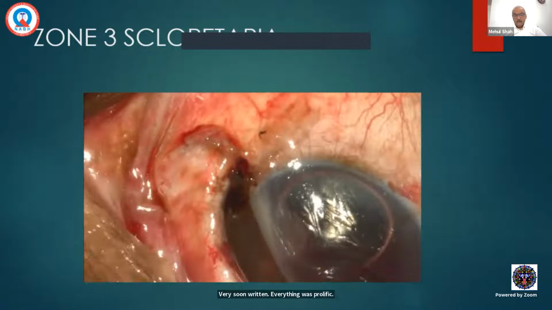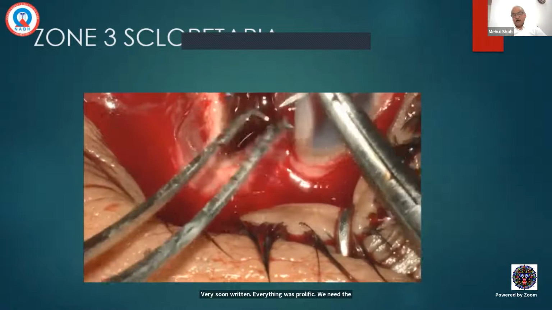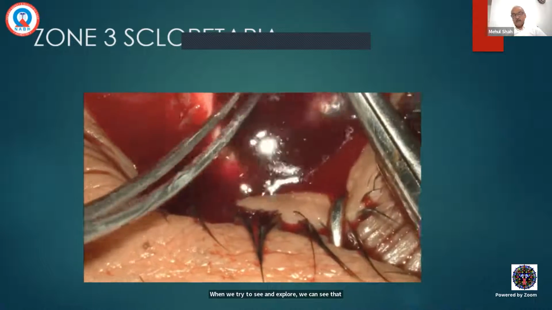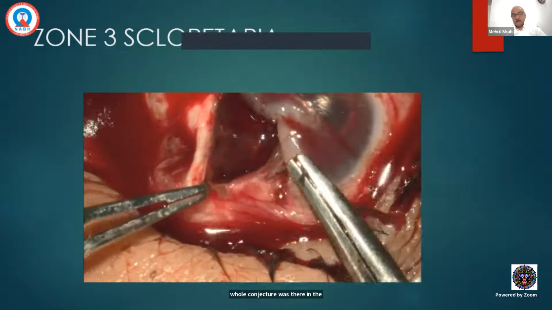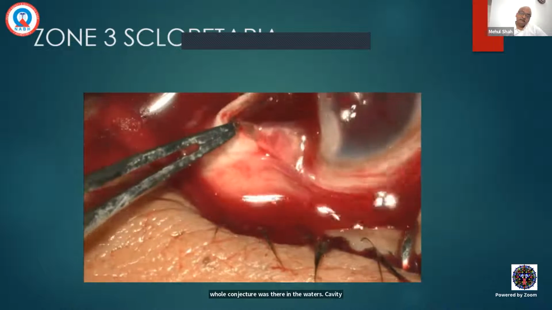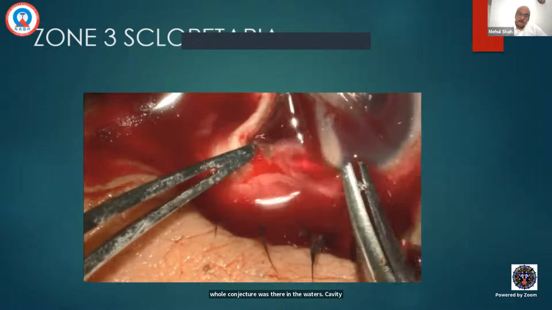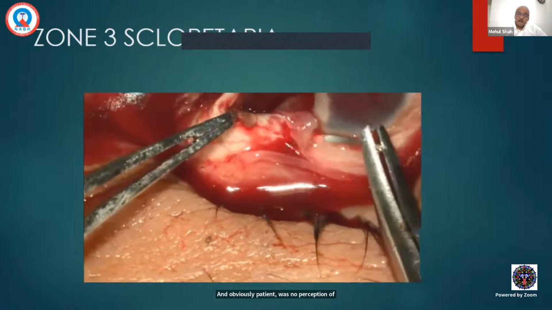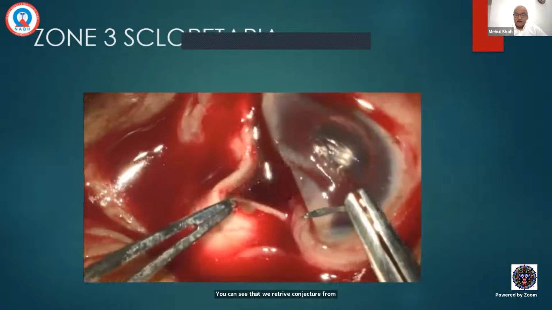We tried to oppose the tissue, but we could not. When we tried to explore, we could see that the whole conjunctiva was in the vitreous cavity. And obviously, the patient had no perception of light. We can see that we retrieved the conjunctiva from the vitreous cavity.